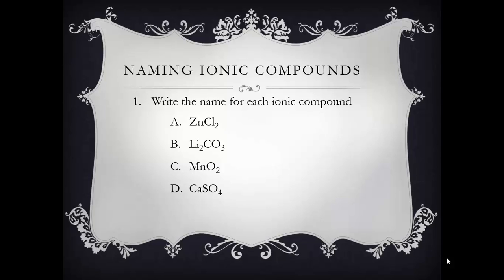Alright, writing the name. Writing the name is easier, unless you have a transition metal, it can be a little difficult. For here, zinc is only going to be +2, so we don't have to write the Roman numeral, so it's zinc chloride. Lithium is Li, CO3 is carbonate, so it's lithium carbonate.